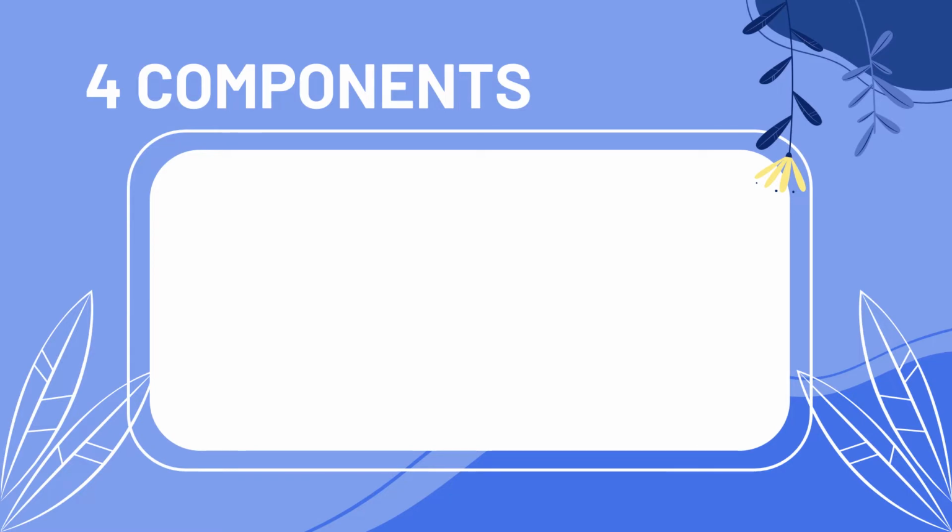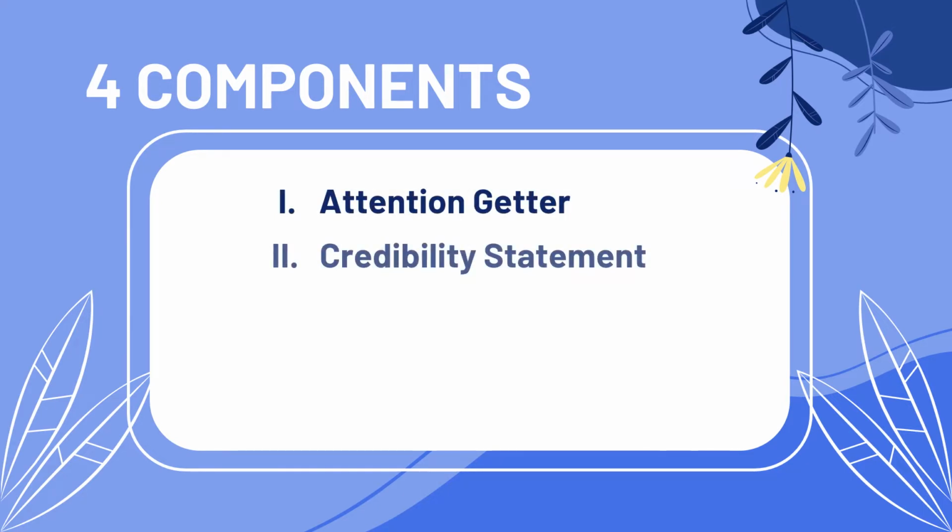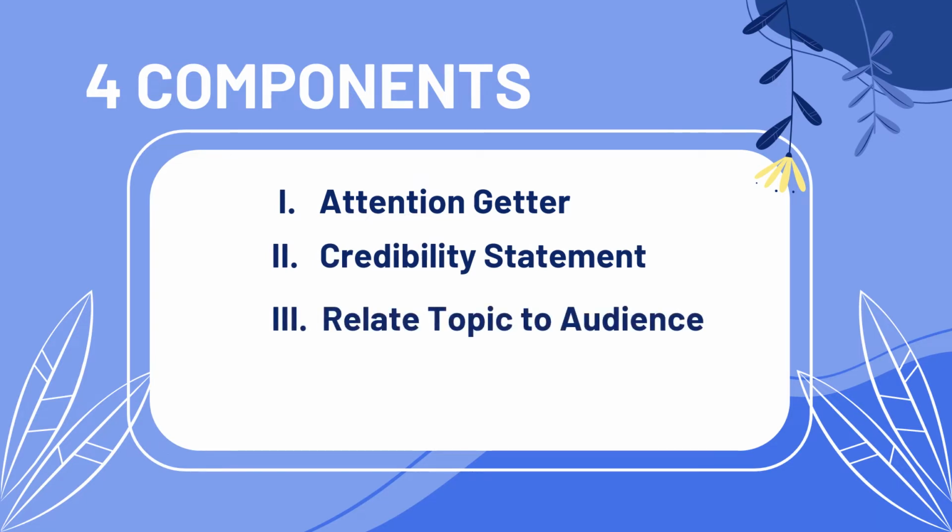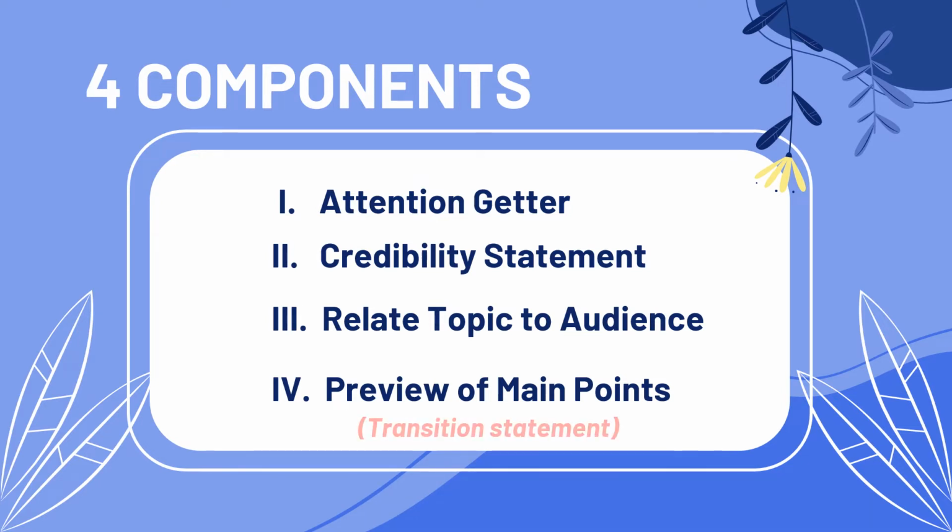There are 4 components in the introduction of a speech. The first component is the attention getter. The second is the credibility statement, followed by the third, where you are going to relate the topic to the audience. And finally, you're going to preview the main points. Last, when the introduction is all finished, you will come up with a transition statement to lead us into the body of the speech.